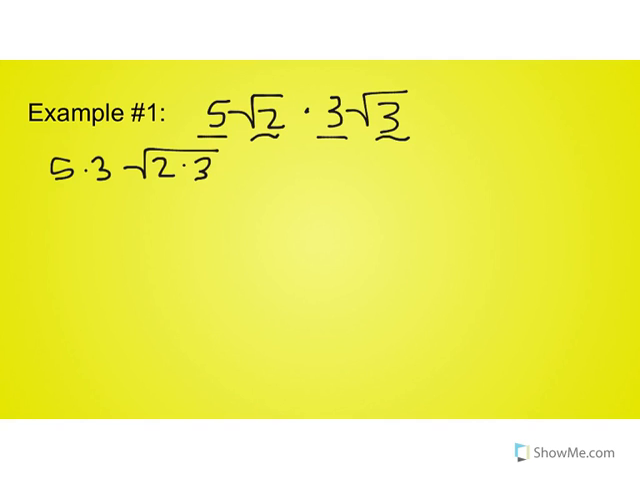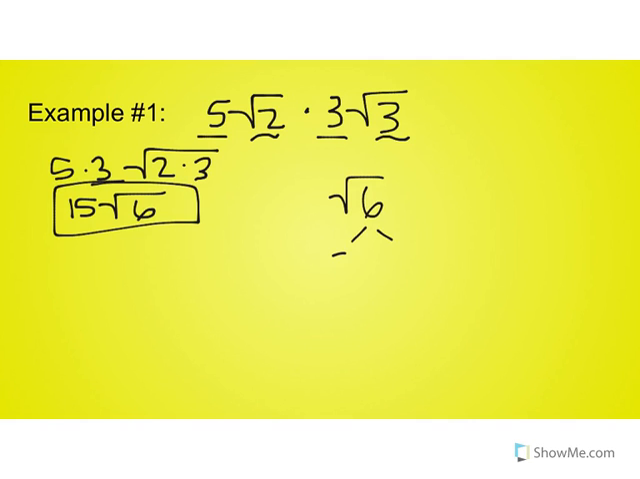Now we're just going to go ahead and simplify. That was our third step. 5 times 3 is 15, and 2 times 3 is 6. This is our simplified value. We cannot take the square root of 6. We could break it down as just 3 and 2, but there are no perfect squares to break it down, so we can no longer break it down, and we leave it as the square root of 6.